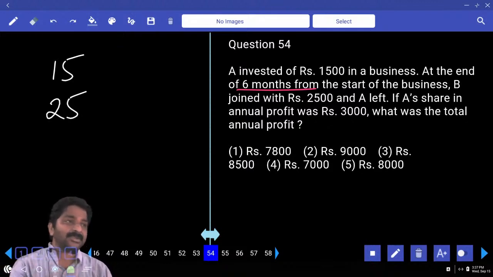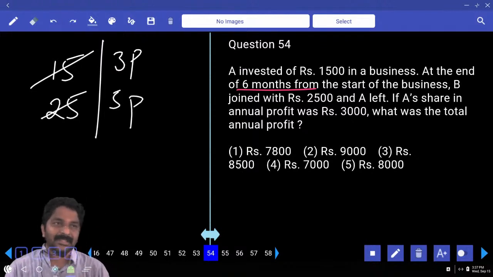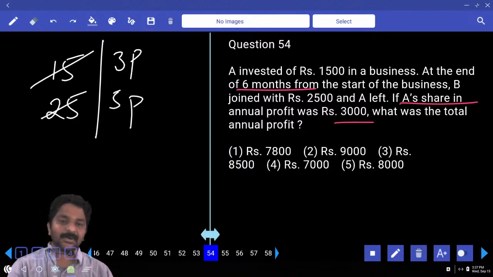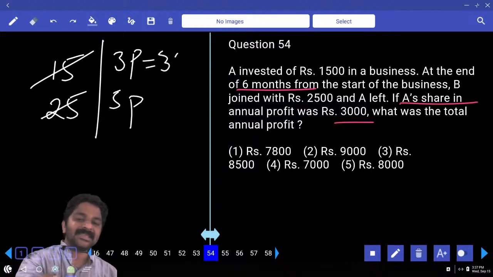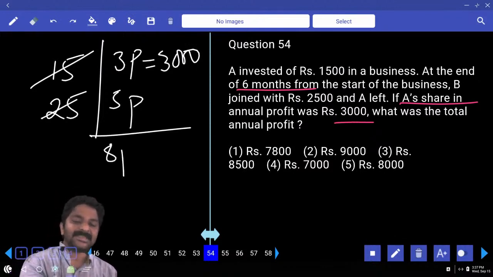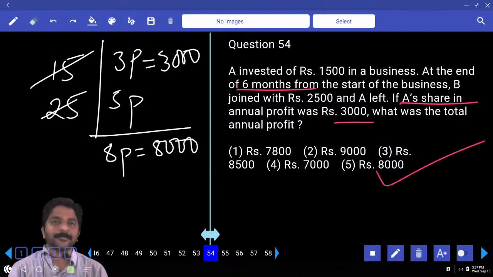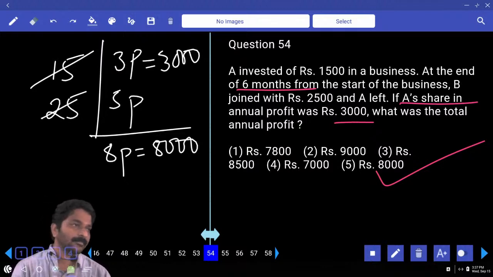Then their investment ratio must be equal to their profit sharing ratio. 5 3 times, 5 5 times. So they must share profit in the ratio 3:5. If A's share is 3000, that means 3 parts is equal to 3000 only, and you're asked to calculate the total annual profit, which is 8 parts. If 3 parts is 3000, 8 parts must be 8000, fifth option. Over.